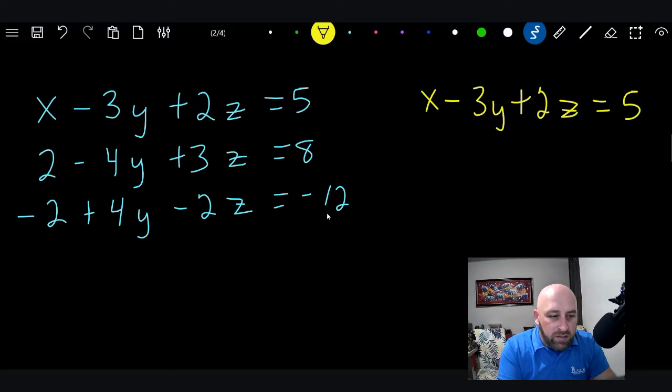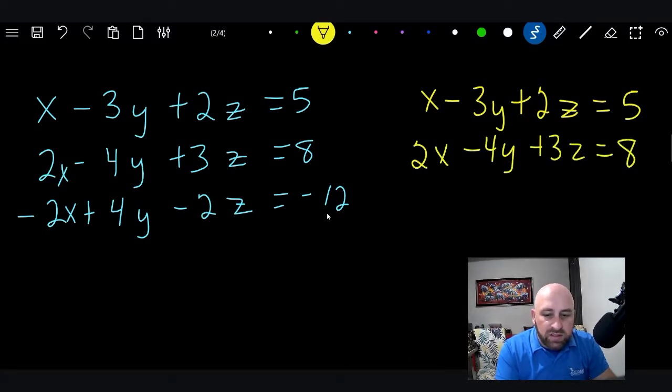I was sleeping here. That should be x, and that should be x. There we go. Sorry about that. And then our next equation is going to be 2x minus 4y plus 3z equals 8. Now, these ones take a long time to do. Sometimes you can get scared because it's taking so long, but they're not that bad. You just take them piece by piece and work through it.